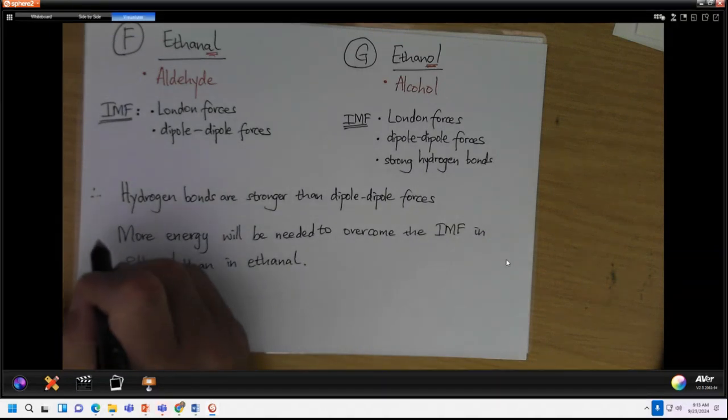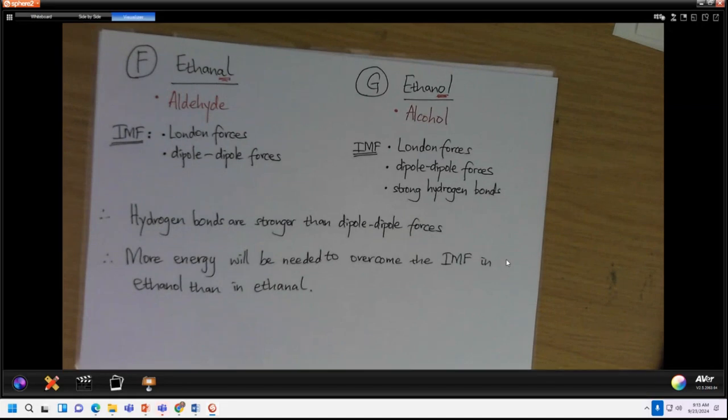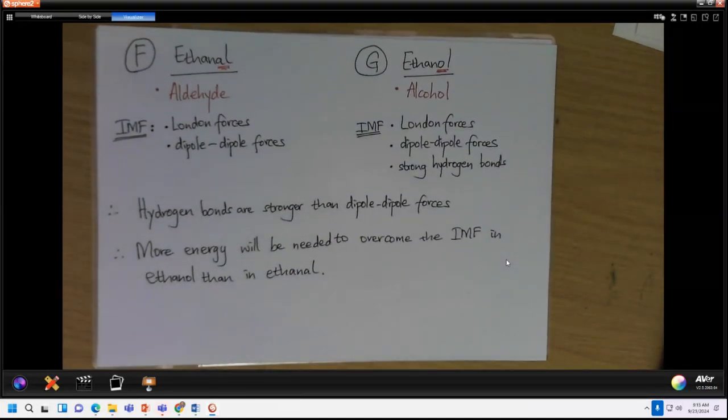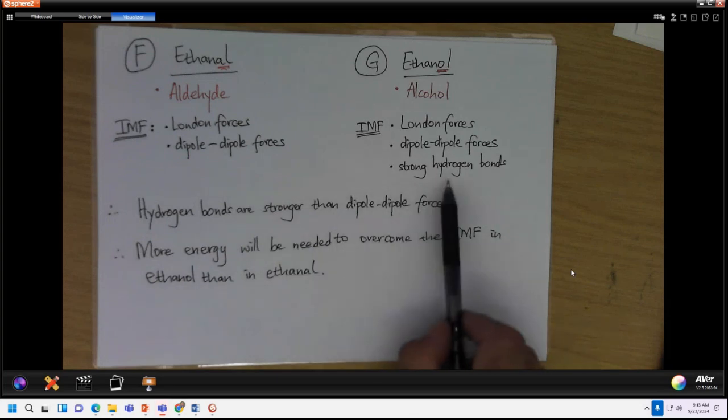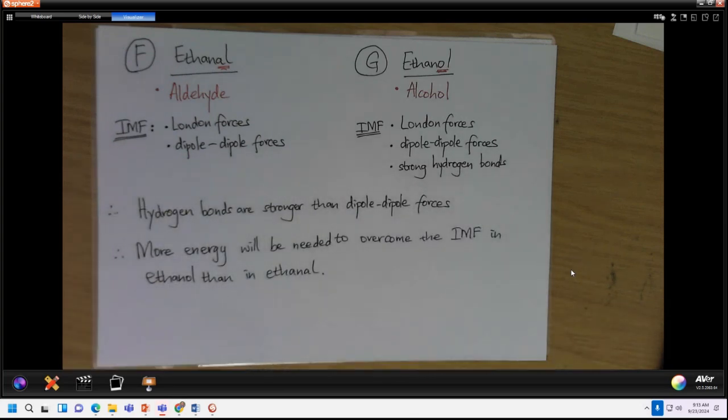Are we all together? Let's go through this again. Step number one, we have to identify the homologous series to which each compound belongs. Ethanal is an aldehyde. You told us that. Well done, grade 12s. Ethanol is an alcohol. All the aldehydes have London forces and dipole-dipole forces. The alcohols have London forces, dipole-dipole forces and strong hydrogen bonds. That means that hydrogen bonds are stronger than dipole-dipole forces. You see, these don't have hydrogen bonds. Therefore, more energy will be needed to overcome the intermolecular forces in ethanol than in ethanal. All right, so that's how we go from there.